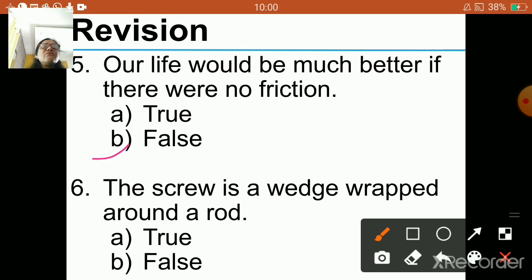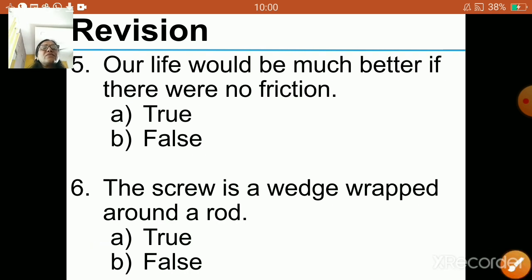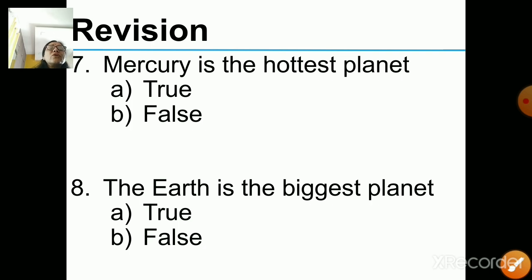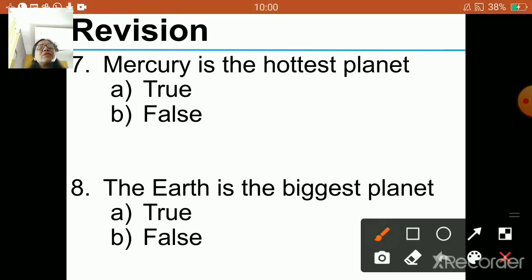The screw is a wedge wrapped around a rod. Yes, it is true. Okay, it is a true statement. Next one, Mercury is the hottest planet. Yes, Mercury is the hottest planet. Tell me, is it true or false?